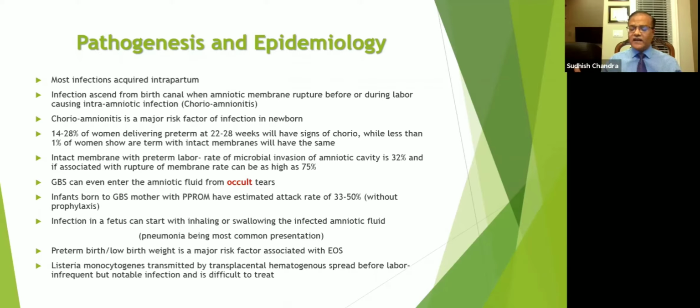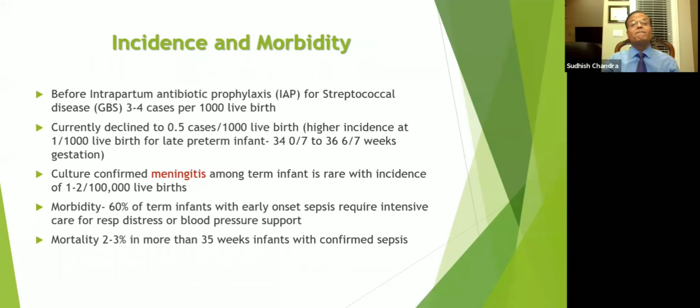Because when we have infected amniotic fluid, we know that when the babies are inside, they either inhale or digest the infected amniotic fluid. That's why it is not uncommon that pneumonia is the most common presentation in these babies. The preterm babies and low birth weight babies have major risk factors associated with early onset sepsis. As I said, listeria is worth mentioning here; even though it is less common, it is difficult to treat.